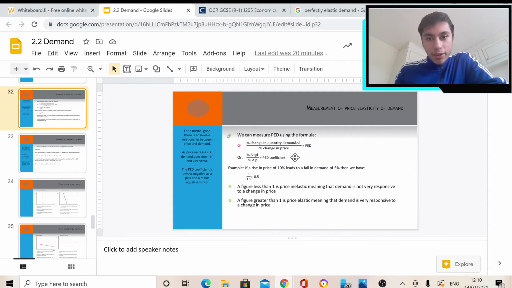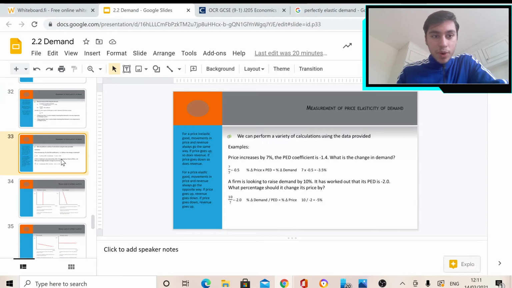For example, to calculate the PED, the formula is written here. So this is an example. If a rise in price of 10% leads to a fall in demand of 5%, then we have 5 upon 10, which is equal to 0.5. This is your PED. Now, we don't consider the negative or positive signs. So when we say PED is greater than 1, it could be greater than -1 as well. In that case, -2 is greater than -1, because we don't consider the signs.